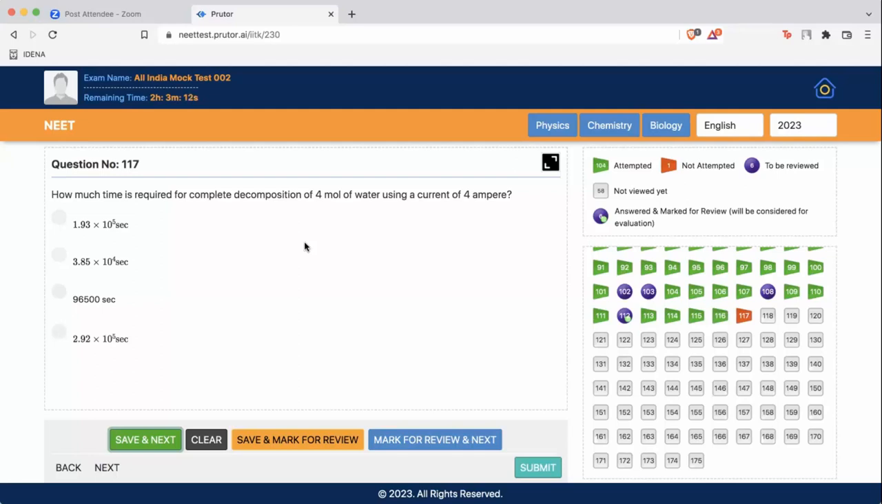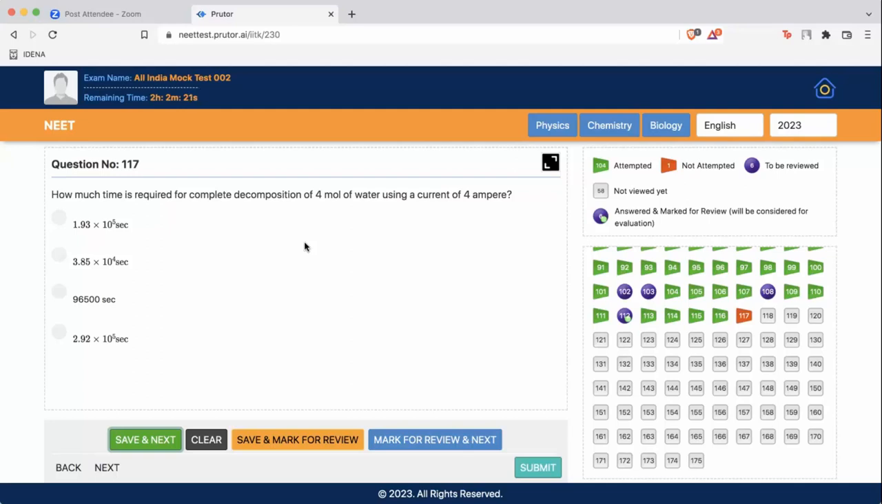How much time is required for complete decomposition of four moles of water using current of 4 amperes? Use the formula. E is equal to ZQ. E is equal to Z I T, 4 mole of water. Z is given by 96,500 by n. Okay, equivalent mass, right? E is equal to Z I T is equal to mass. How much do you want to convert? 4 mole.